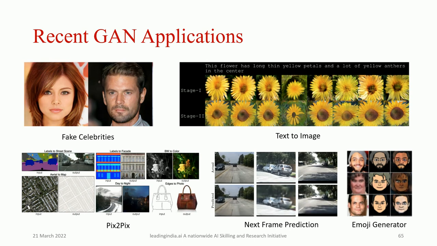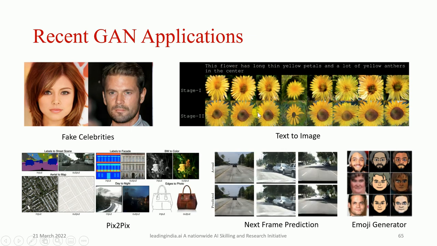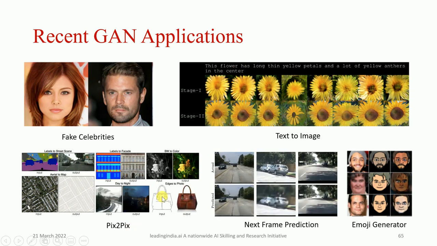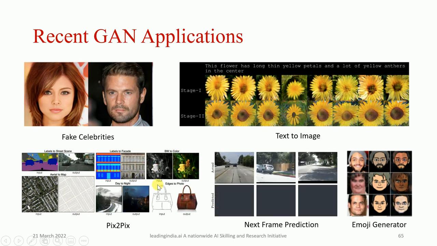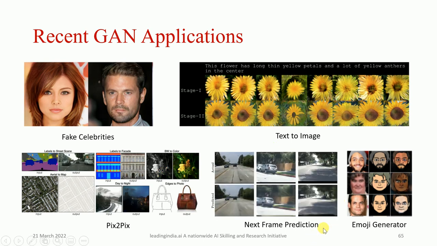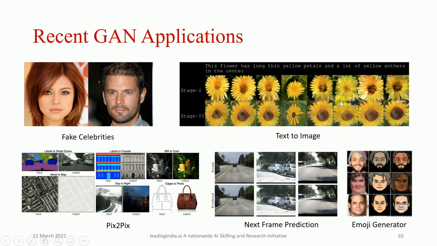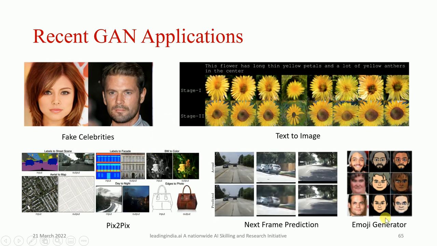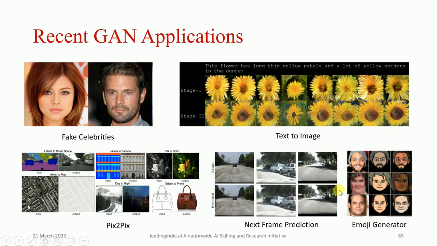Some are like fake and real celebrities, like you have seen this example already over the internet. Text to image generation, right? So this is a text: this flower has long thin yellow petals and a lot of yellow stamens in the center, and with this text the images of this sunflower will be generated, right? Pix2pix model is really very important for instance segmentation and image segmentation, right? Recoloring, etc. This is next frame prediction. These are all the applications of generative adversarial networks, as well as emoji generators. So people are using this for fun purposes while talking on online platforms.